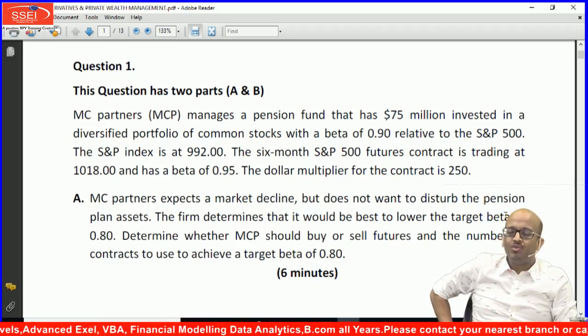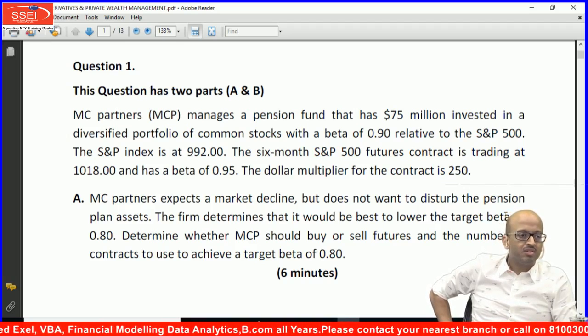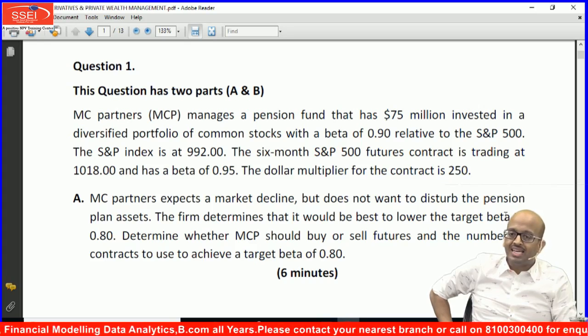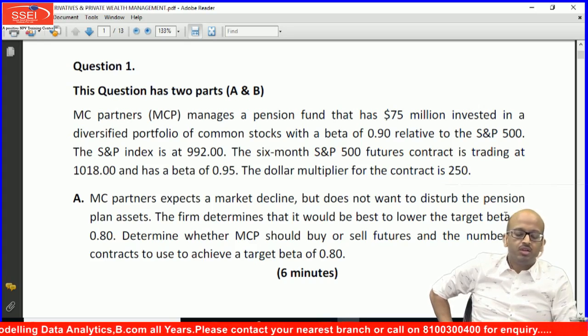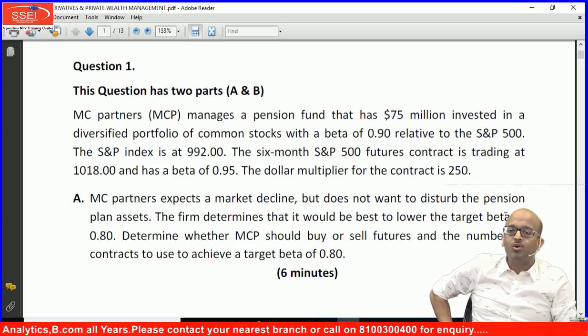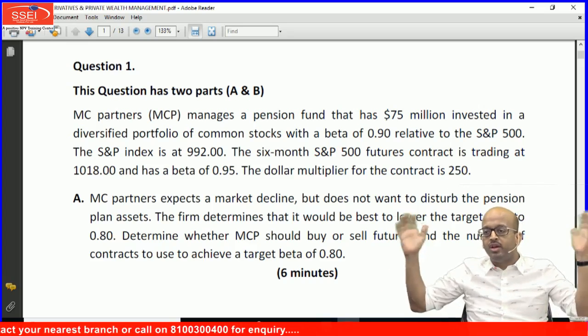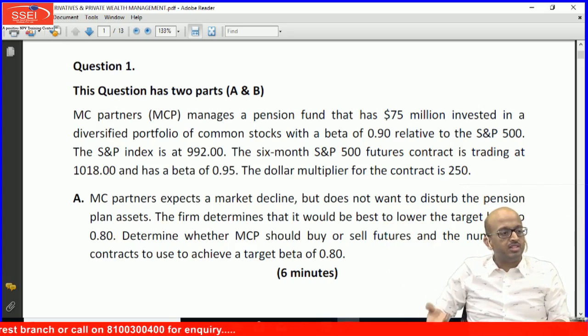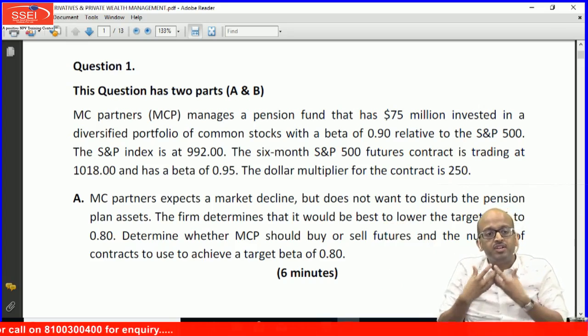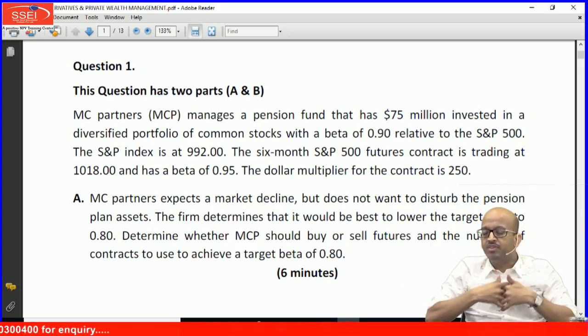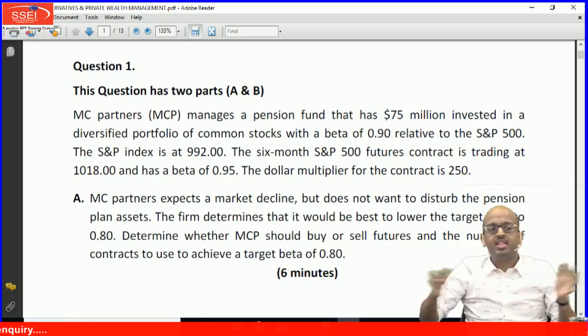So what is S and what is F? S is 992. What is F? 1018. Is it contango or backwardation? Contango. Not that everything is required in the sum. But the more we use our own knowledge, the more confident we'll feel. That's what we do in class. That's our differentiating feature. We start discussing, we dig everything out.